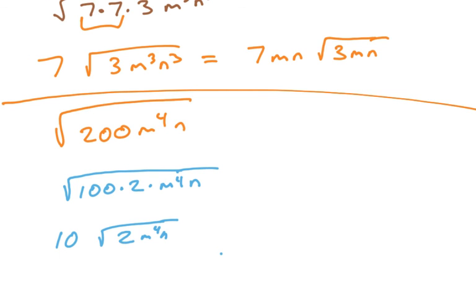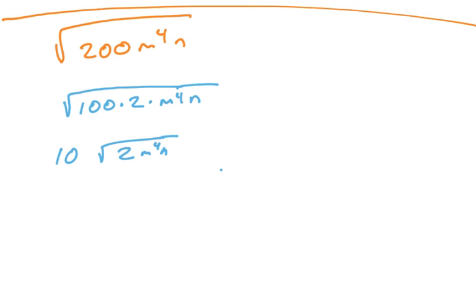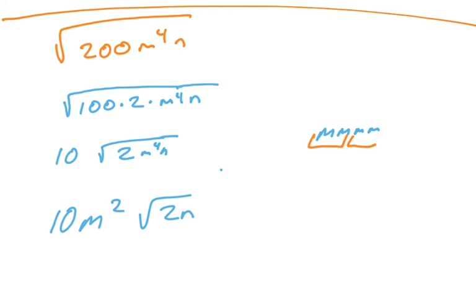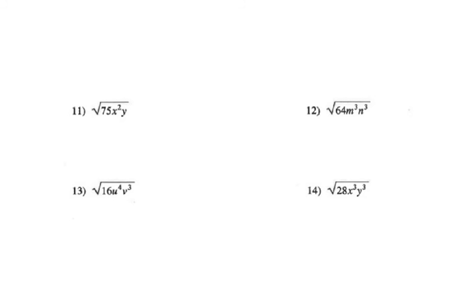If that's not clear, 100 is 10 times 10, so you have 1 pair of 10 that goes on the outside. And then n stays by itself, but you have 2 pairs of m, so this becomes 10 m squared times the square root of 2n. So again, m to the fourth is m times m times m times m. You have 2 pairs, so hence that's an m squared. There you have it. Okay? I allowed myself a page for each problem.